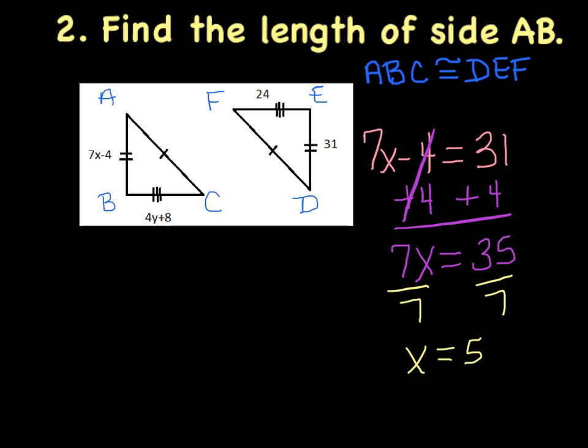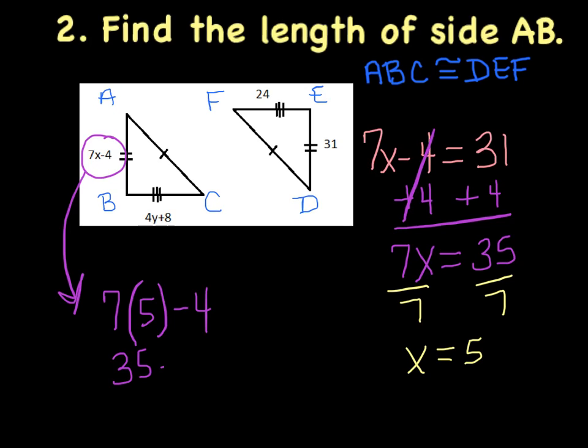Okay, well that's what x equals. I want to know what is this length. So we need to plug it in. So 7 times whatever x is, which was 5, minus 4 will be side AB. So that's 35 minus 4. That equals 31. So over here, I'll put my answer. AB equals 31, whatever units it is.